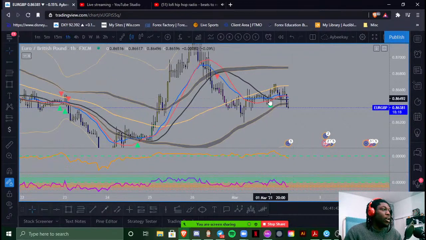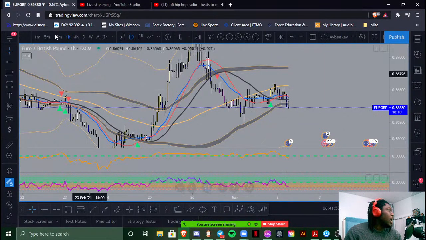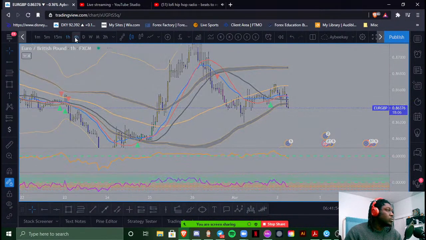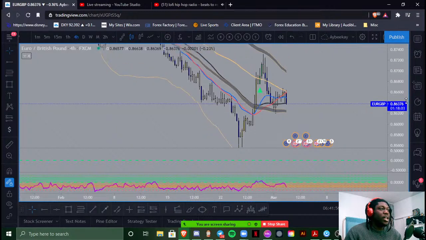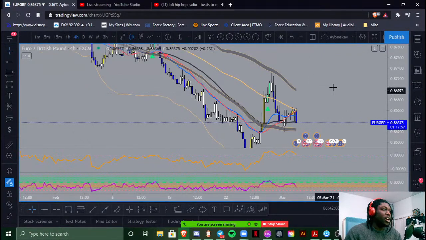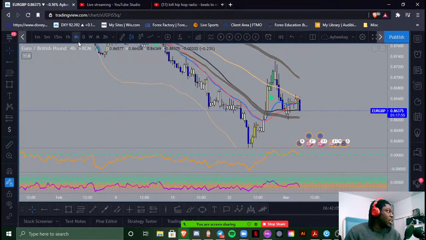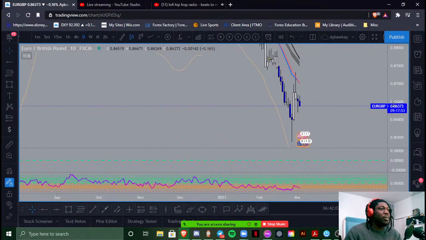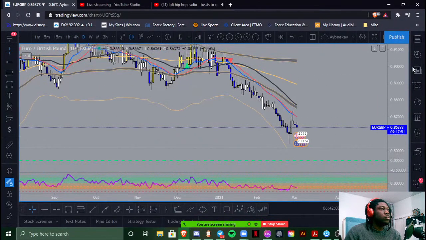1 hour time frame, called for the buy, but it's starting to look like it's going to turn around for a sell. These aren't looking too good for a buy either, so I'm going to wait on this, personally speaking. 4 hour time frame, this could hold right here. If this holds, then EURGBP could really take off, but I'm not looking to get into that either. And daily time frame, very much bearish.